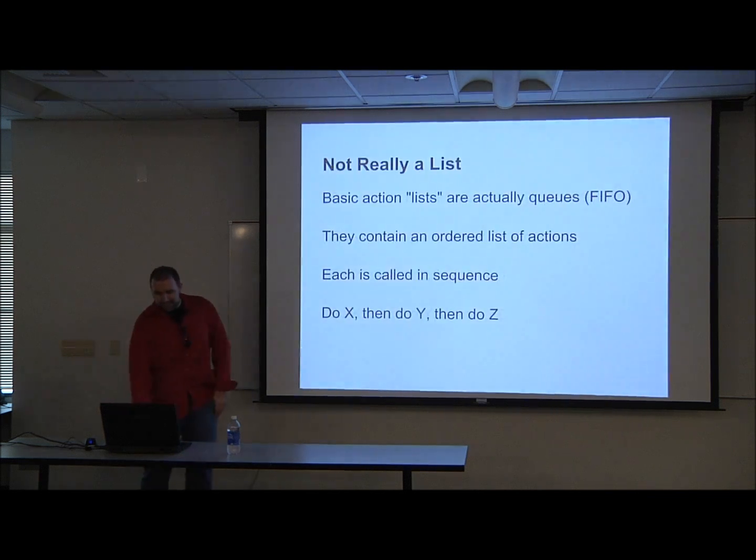The basic version of action lists actually aren't necessarily lists. They're more like a queue, a first in, first out queue. You have a list of actions, you put them on this list, and then they're executed one after the other, where an action is something that can occur or happen in game. Each of these would be called in sequence. So if we had an action list with X, Y, and Z, the game would do whatever X is, then whatever Y is, and then whatever Z is, in order.